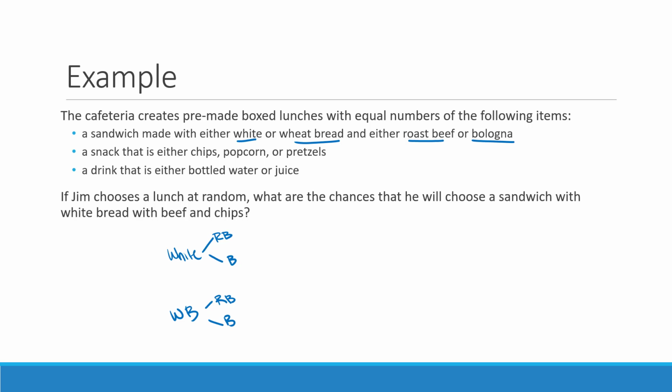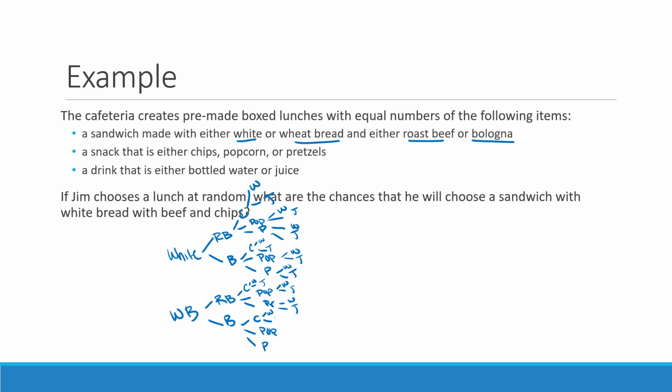Now it says you can have a snack that's either chips, popcorn, or pretzels. So we'll say with each one of these, chips, popcorn, or pretzel. I probably should have left myself some more room. And then you got a drink that's either water or juice. So with each one of these, sorry, I'm running out of space here. I'm going to come over and say water and juice. I missed one. Water, juice. Here we go.